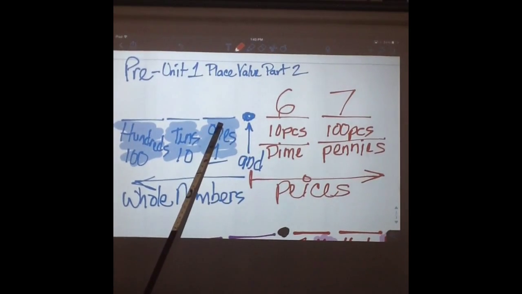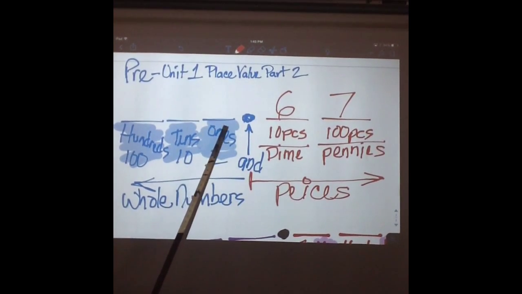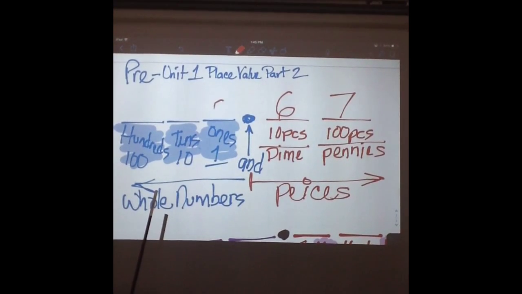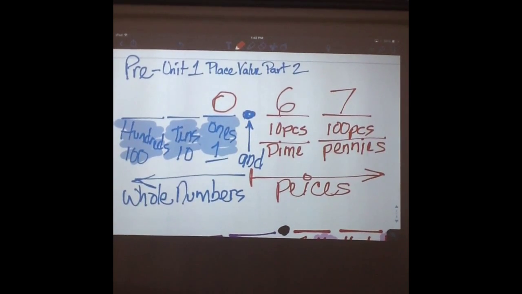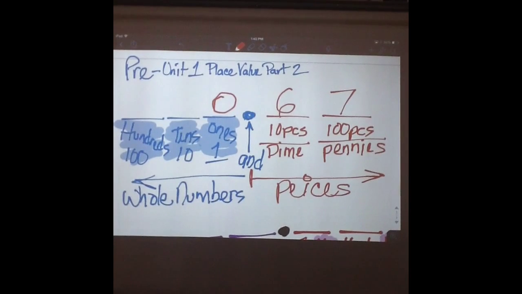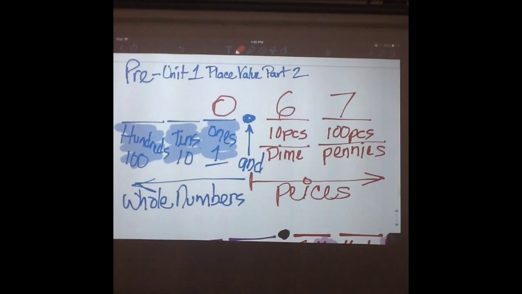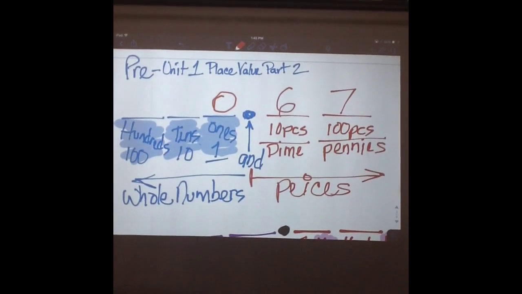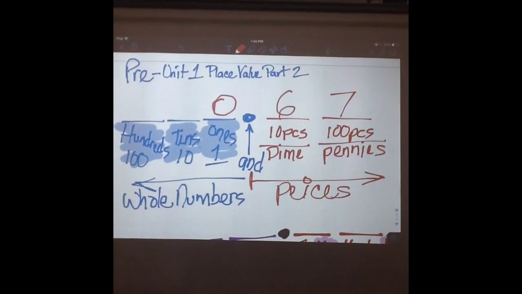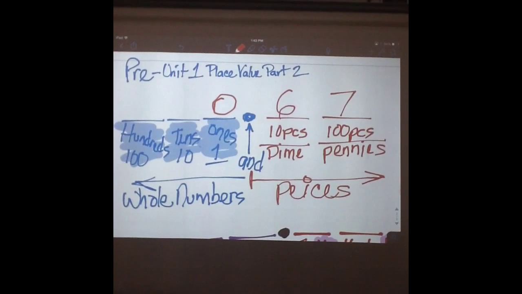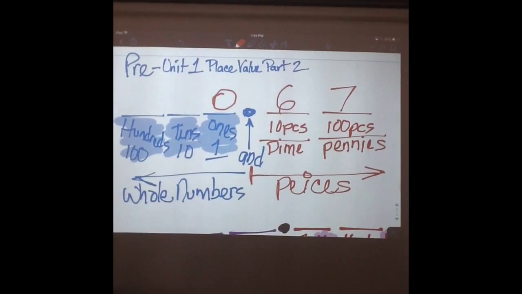And what do I do to show that I don't have any whole money over here? What should I do? Put 0. I should put at least 1 0 right here to show I have no whole dollars. All I have is 6 what? 67 cents, or in money I have 6 what? 6 dimes. And how many pennies? 7. 7 pennies. Nice. So I have 67 cents.